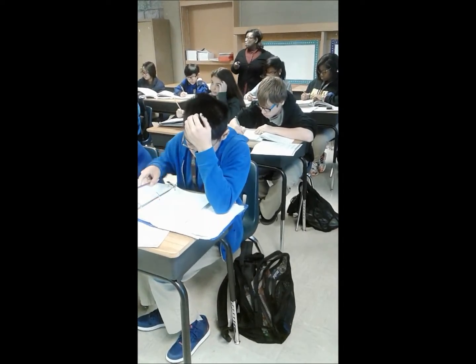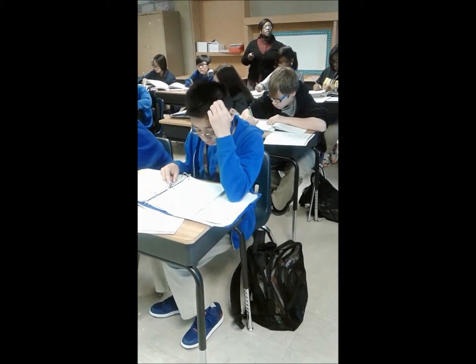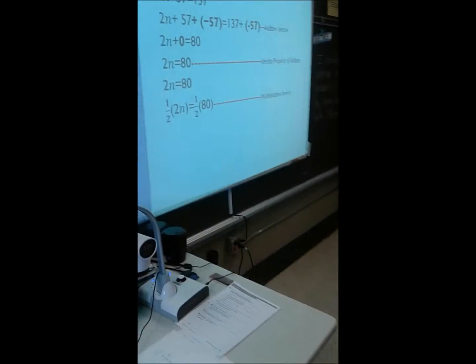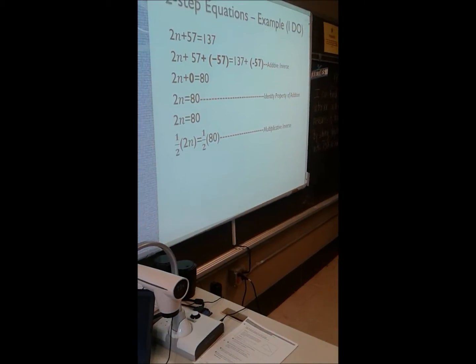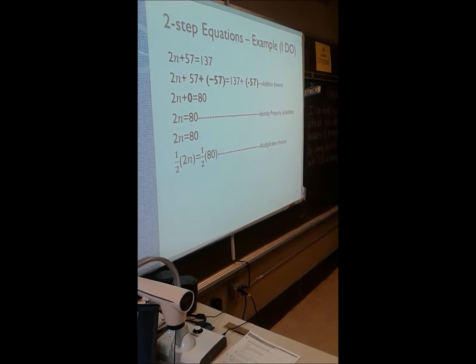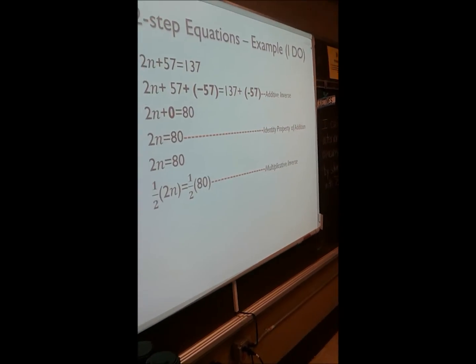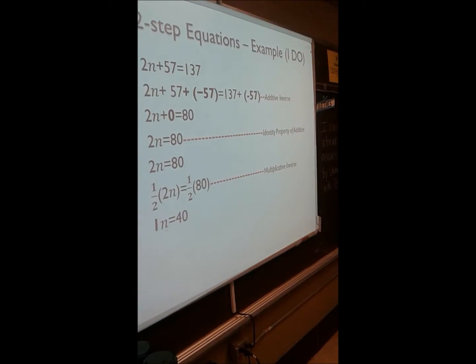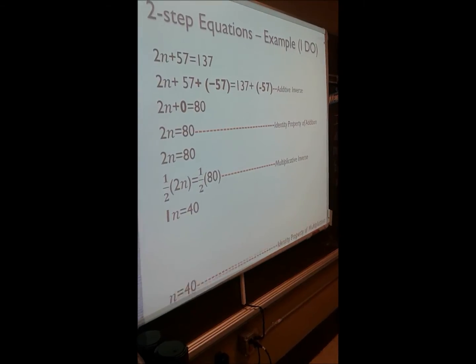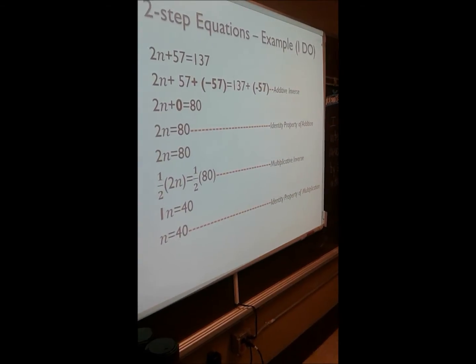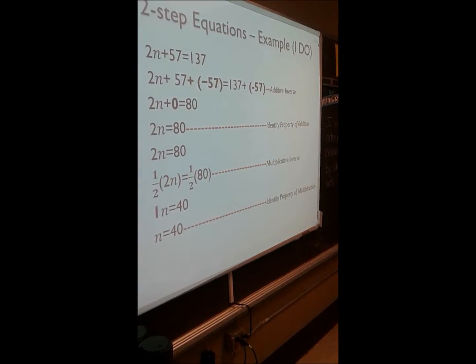So now I need to make a 1. I made my 0, now I need to make a 1. 2n times 1/2, or 2n divided by 2, will give me 1. Multiplicative inverse. And what I do to one side, I do to the other side to keep the equation balanced. So 1 times n, identity property of multiplication, is n equals 40.